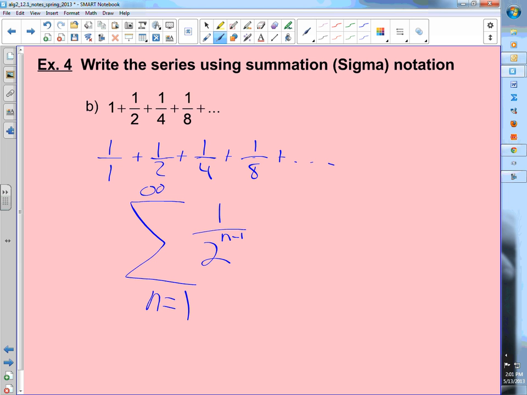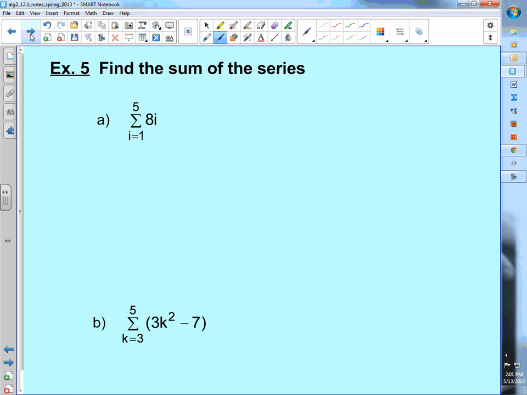Recognizing the pattern today is more important to me than dialing in on this. We'll clean this stuff up in the next few days. Okay? I want you to find the sum of the series generated by this sigma notation. Use a calculator to find the sum.